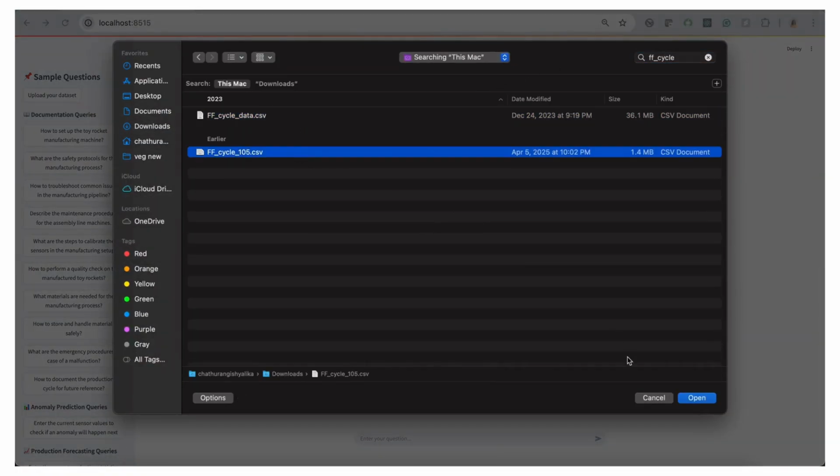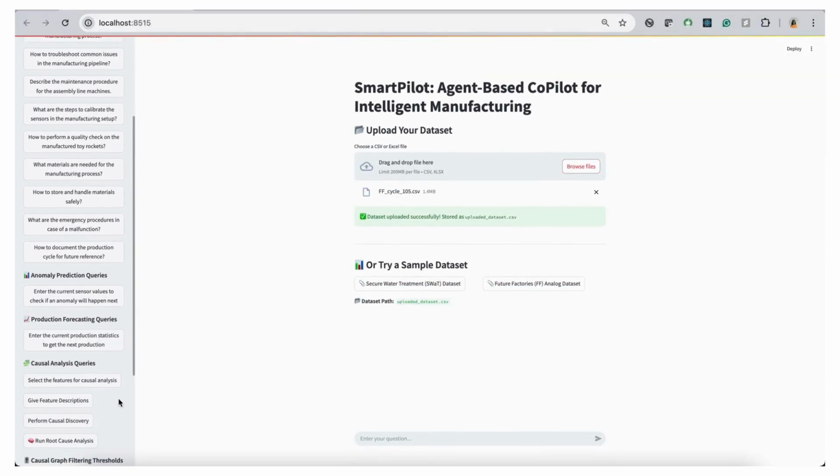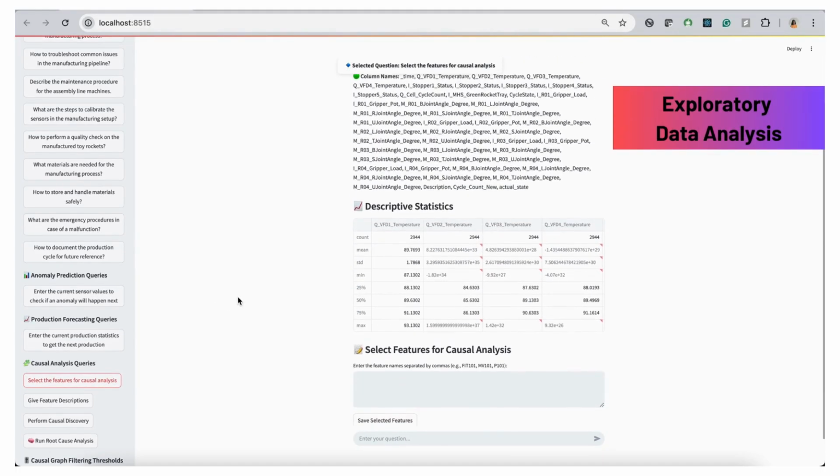SmartPilot automatically runs exploratory data analysis, giving us insights into sensor patterns, trends, and outliers. The perfect setup for the next phase, intelligent decision making.